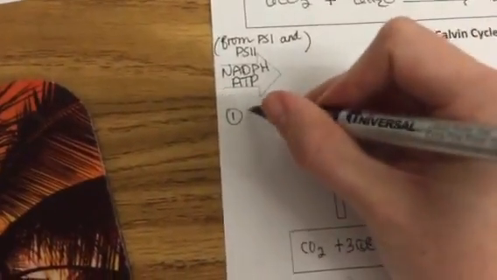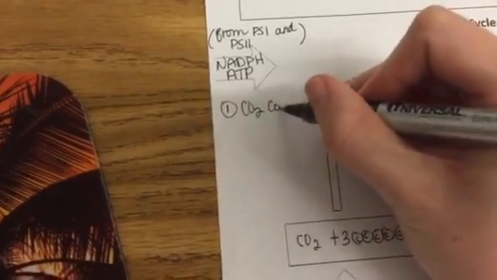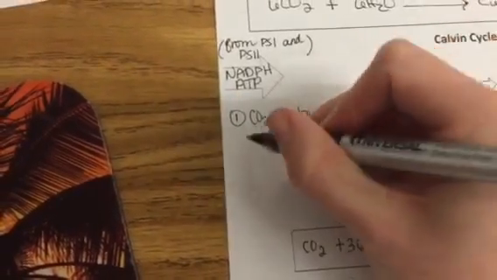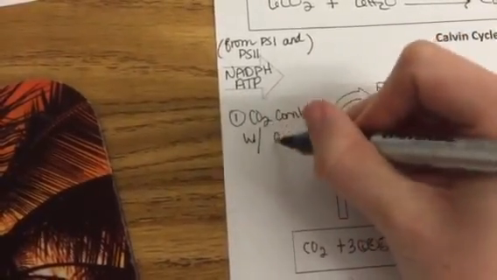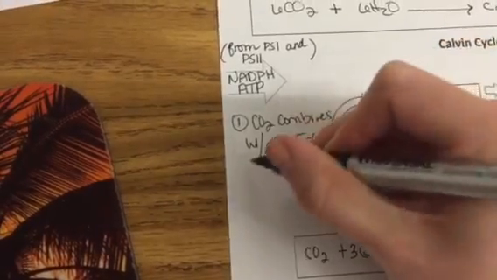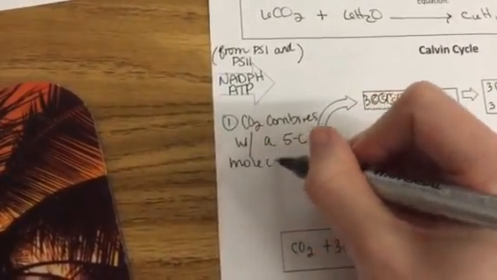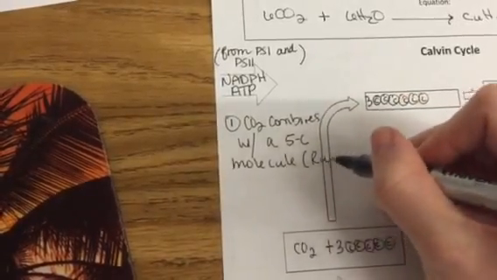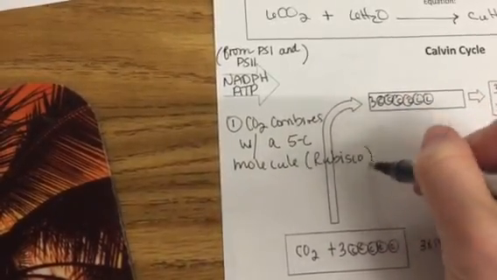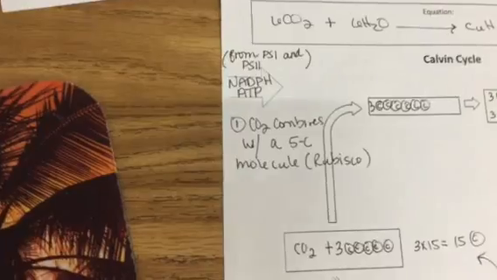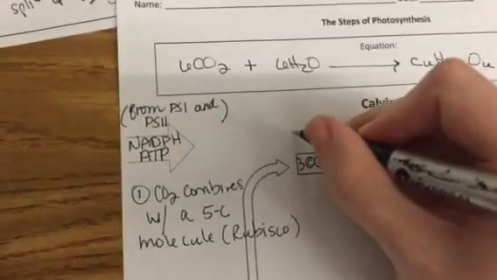Step 1, CO2 combines with a 5-carbon molecule. 5C is how I'm going to abbreviate that. 5-carbon molecule. And I want you to put in parentheses, this was done by Rubisco, which is a common enzyme in plants.